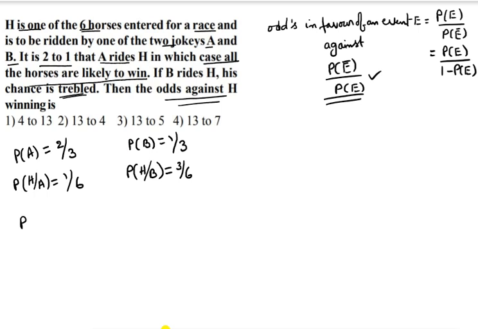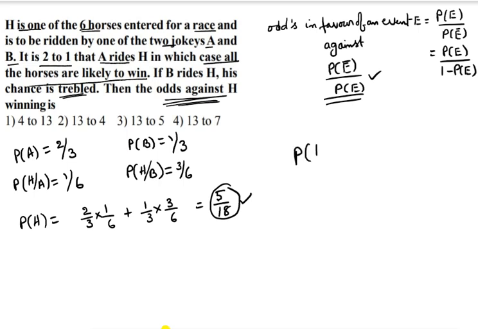First of all, I will find the probability that H wins the race. So when A rides, its winning chance is 1 by 6. When B is riding the horse, its winning chance is 3 by 6. So we get the answer as 5 by 18 is the probability that H wins the race. But he is asking odds against H. Odds against H means we have to find P of H bar divided by P of H. So that is 1 minus 5 by 18 divided by 5 by 18, which is nothing but 13 by 5. So the third option is correct.